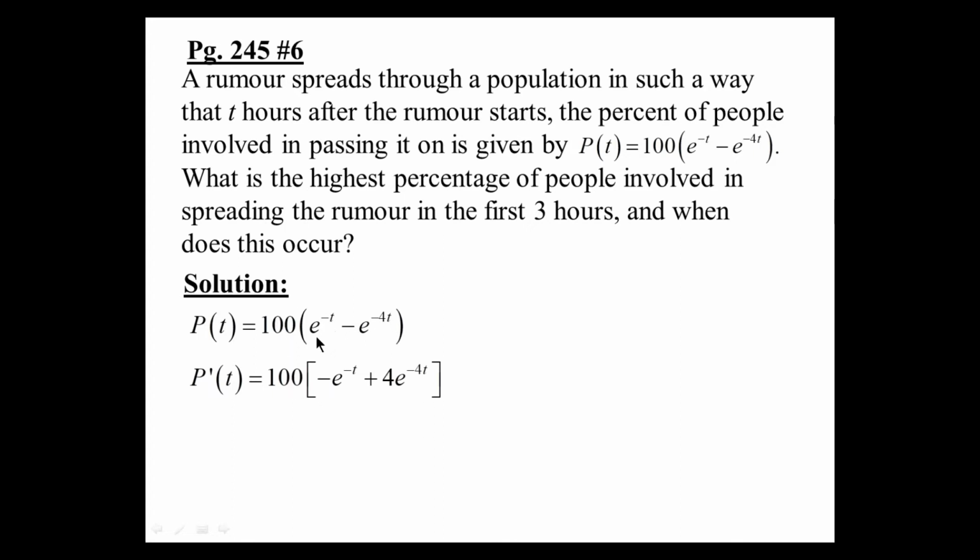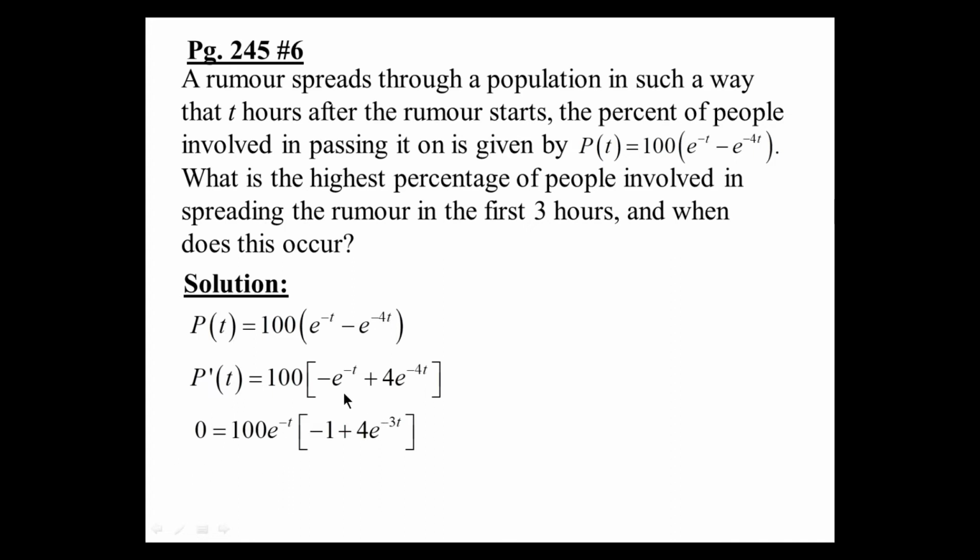Differentiate the terms inside this bracket. E to the -t differentiated is -e to the -t. That -4, when multiplied by this term, becomes positive when you multiply it by that negative. So it's positive 4e to the -4t. That's differentiating, that's from us earlier in the unit. Setting it equal to 0.